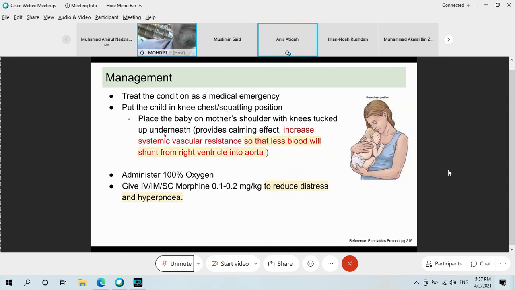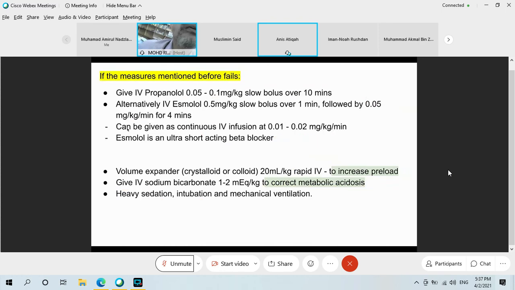Propranolol is a beta blocker, esmolol is a beta blocker, and is actually to reduce the spasm, to relax the muscle of the infundibulum. Okay, so that's there.